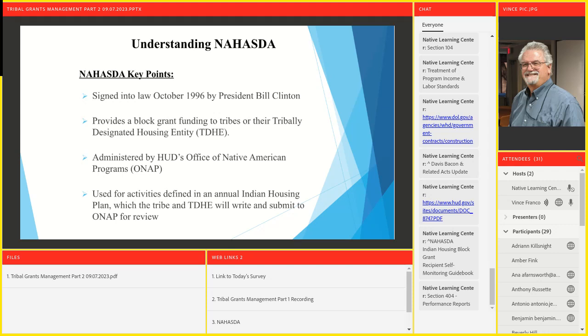I talked about a lot of these. Now we get into key points. And I talked about all of these. NAHASDA was signed into law in 1996 by the Clinton administration, by Bill Clinton himself. It provides block grant funding to the tribes, to their tribally designated housing entities, or TDHEs, if they have one. It's administered by the Office of Native American Programs, ONAP.